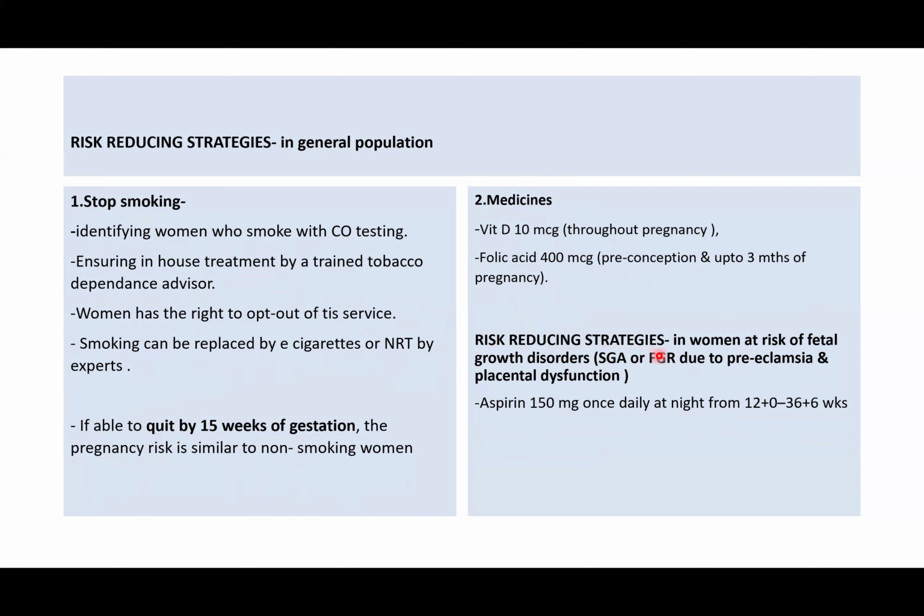What about risk reducing strategies in women at risk of fetal growth disorders like SGA or FGR babies because of preeclampsia and placental dysfunction? So in these women, we will offer aspirin 150 milligram once daily, preferably at night from 12 weeks to 36 plus 6 weeks. So aspirin is ideally started before 16 weeks, by 12 weeks.